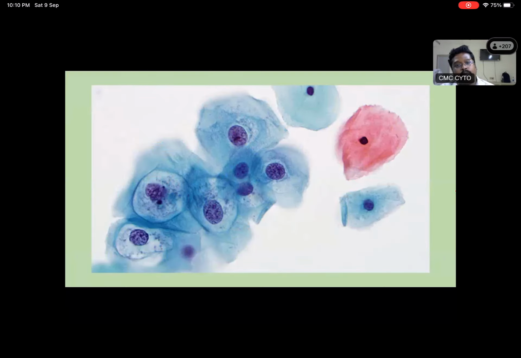So this is from the textbook, a very classical picture. This is what I was mentioning in the initial picture. What is this? The perinuclear vacuolation. And what is it called? Perinuclear halo, or koilocyte. Right? So this vacuolation is called koilocytosis, and it is because of HPV infection.